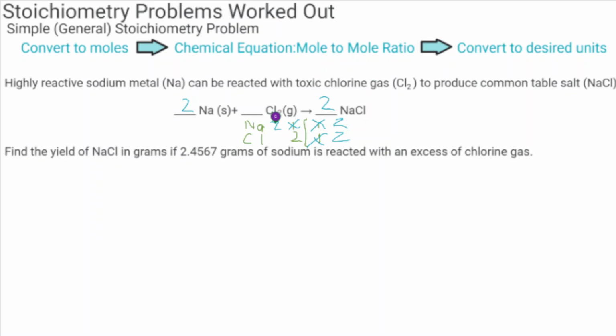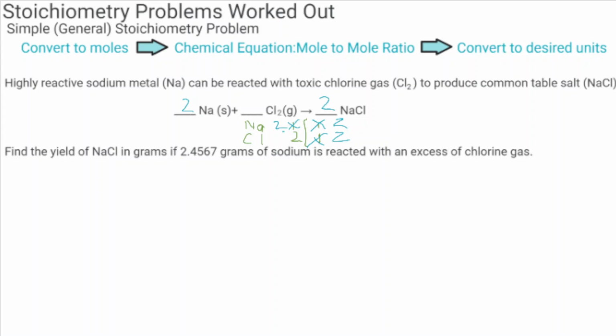So now that we have 2 sodiums on each side and 2 chlorines on each side, this is balanced, and we can move on with our question. All right, find the yield of sodium chloride in grams if 2.4567 grams of sodium is reacted with an excess of chlorine gas.